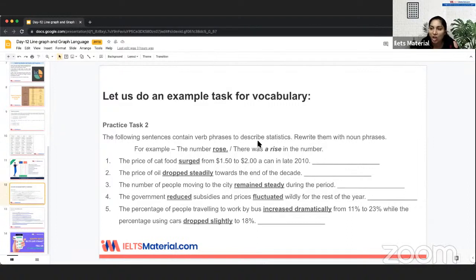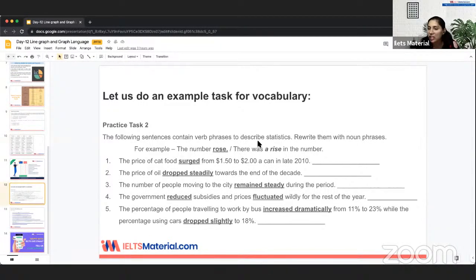Dropped, steadily, constantly decreased. Okay. The price of oil experienced a steady drop towards the end of the decade. I guess, Charu, you have given the second one correctly. Very good. Experienced a steady drop. Okay, fine. Very good.